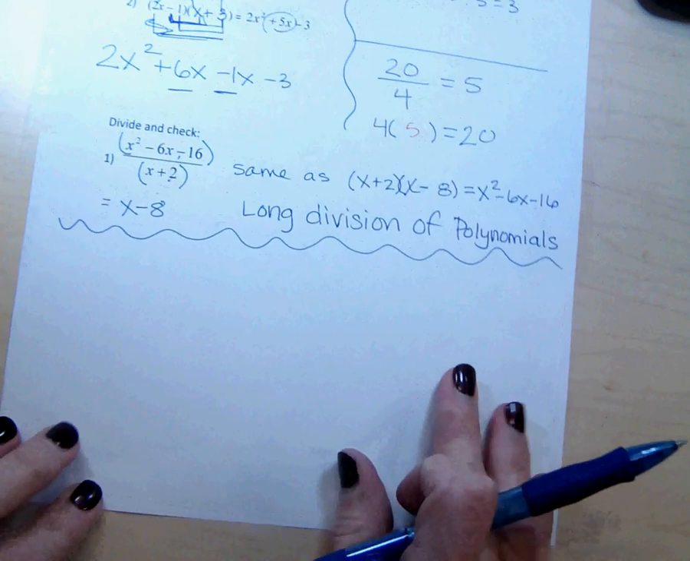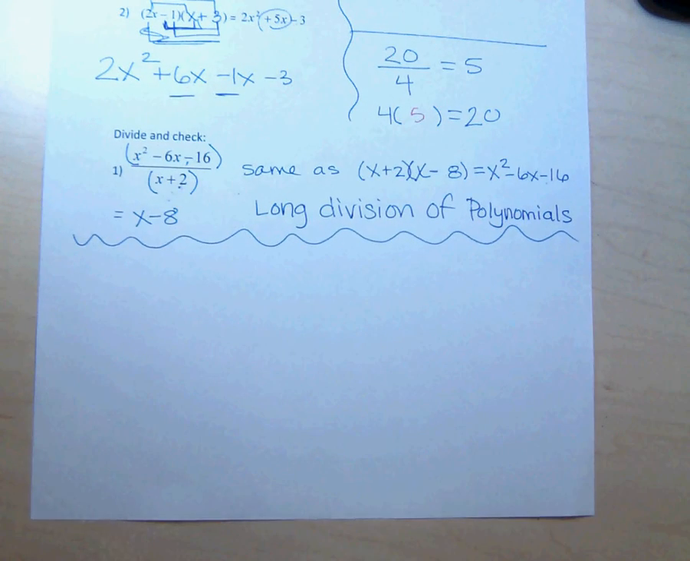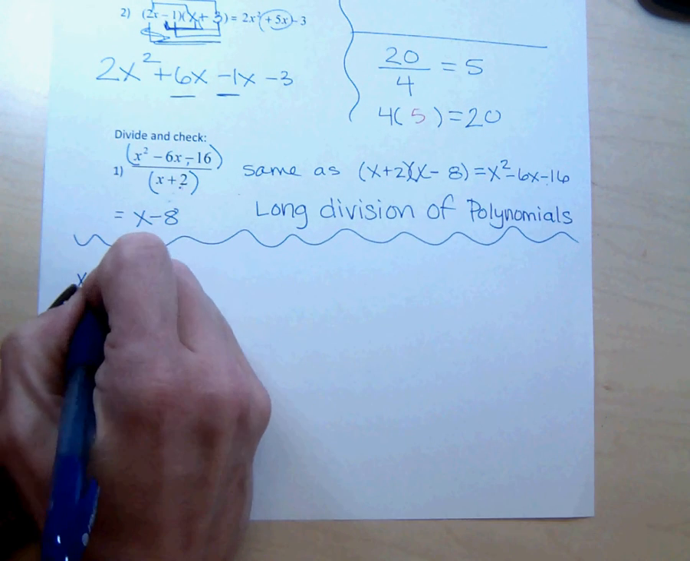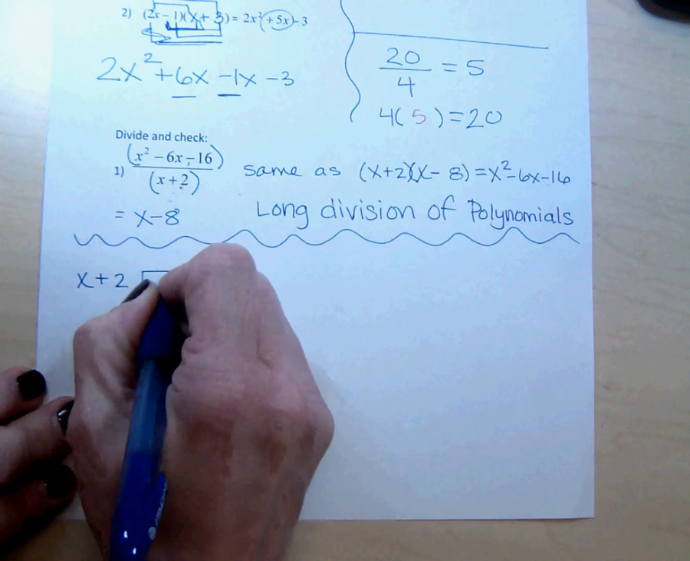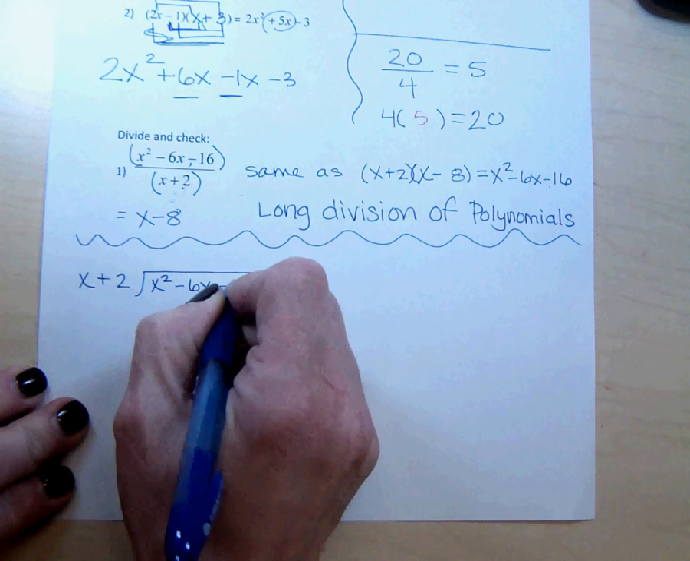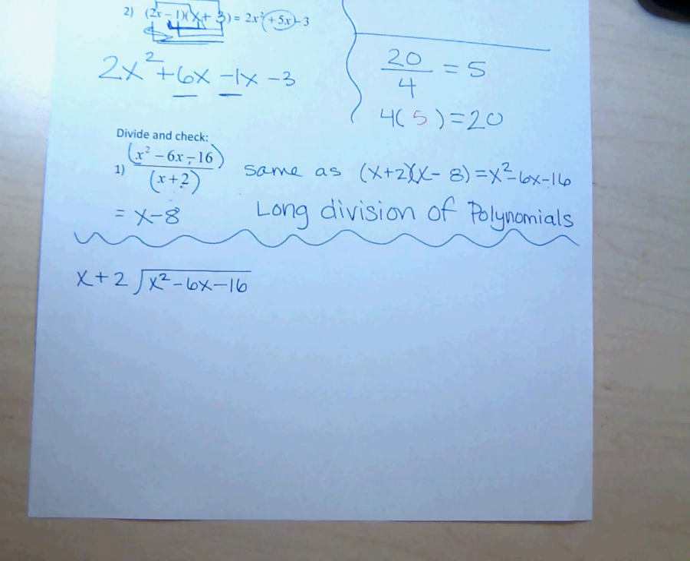what we're going to do now is go back to the example. Here we go. x squared minus 6x minus 16 divided by x plus 2. So this means I'm dividing by x plus 2. So x plus 2 is my divisor. And my numerator goes underneath the long division sign. So x squared minus 6x minus 16. So I want to see how many times x plus 2 will go into x squared minus 6x minus 16.